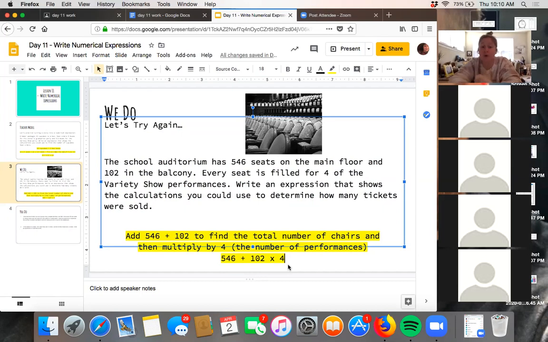No. But why? Because you don't have parentheses. You multiply first, so you would multiply 102 times 4, but you're actually supposed to do 546 plus 102. Okay, good. So what could I do to fix that problem? Add parentheses. Add parentheses around the addition problem because I want to do it first.